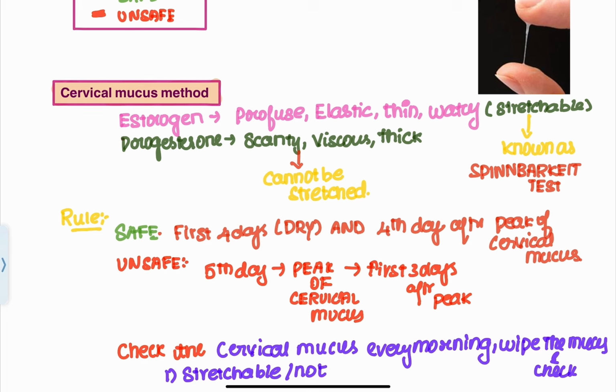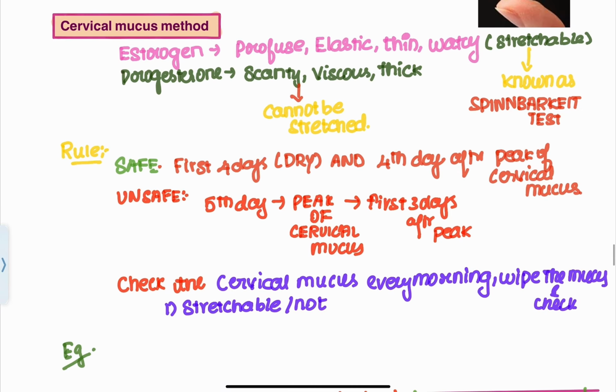it is going to be viscous and thick in nature. So if the cervical mucus is thick in nature, then definitely this cervical mucus cannot be stretched between the fingers. If the cervical mucus cannot be stretched, then it is not under the influence of estrogen, it is under the influence of progesterone. So if the cervical mucus is thick and not stretchable, it means that the progesterone hormone has come into play and therefore ovulation has occurred.